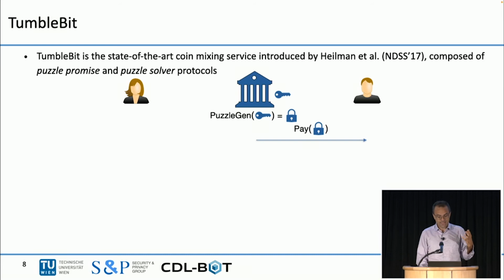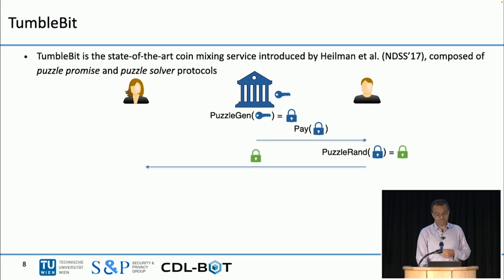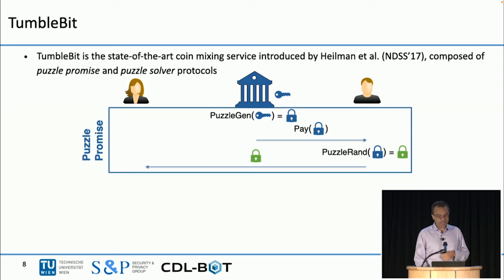So the idea is that we create a puzzle. The puzzle comes with a secret key that is initially known only to the hub. And there is a conditional payment that is sent to Bob, but this payment can be finalized only if Bob knows this key, okay? Which initially it doesn't. But what Bob can do is to re-randomize the puzzle. Now you see the re-randomized version in green. And this constitutes the first part of the protocol, the puzzle promise, in which the re-randomized puzzle is sent to Alice.